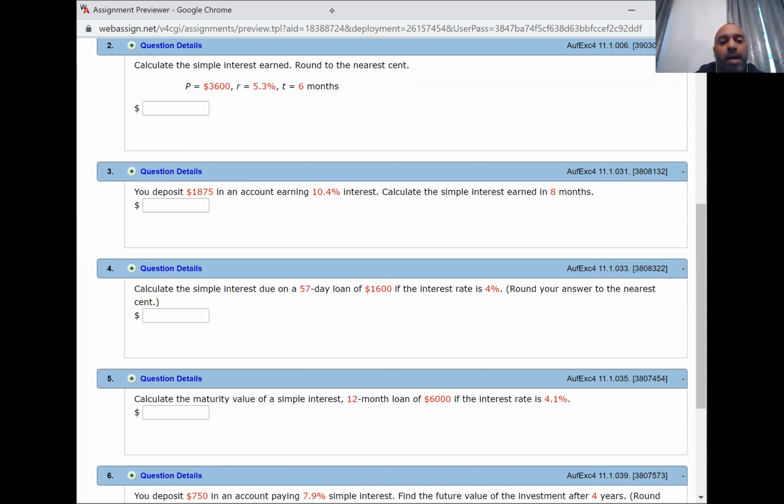Gotcha. So mine says right here, number 3: You deposit $18.75 in the account, earning 10.4% interest. Calculate simple interest earned in 8 months. So was there a particular question that you had about that?